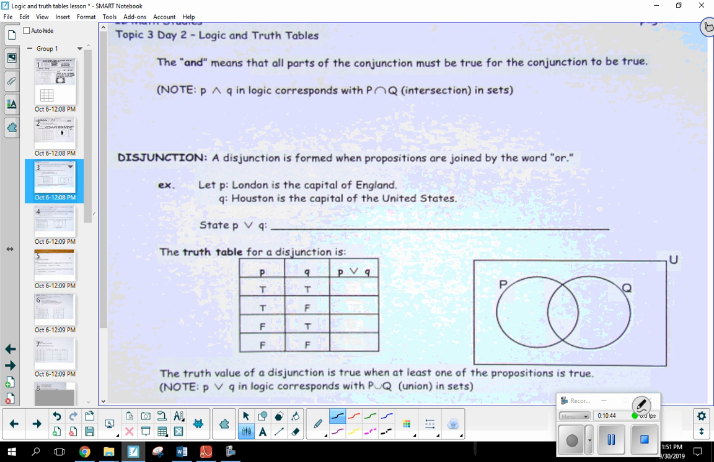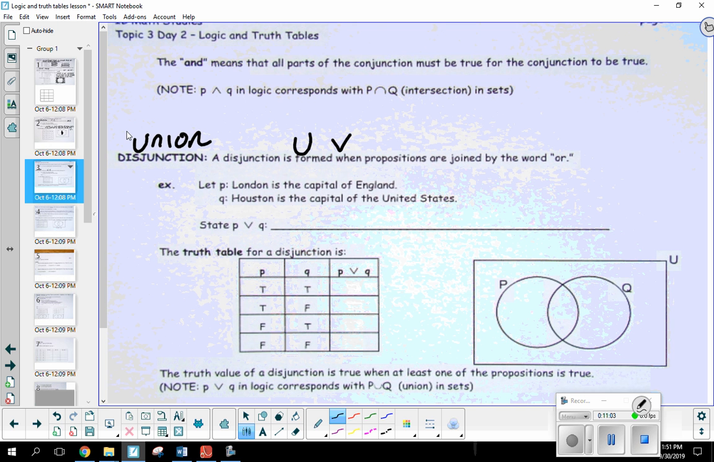Okay. Now let's move on to disjunction. A disjunction is formed when propositions are joined by the word or. What am I talking about here? Starts with a U. The union. There we go. So the union. Okay, a capital U or a capital V. Okay. So let's try this one.